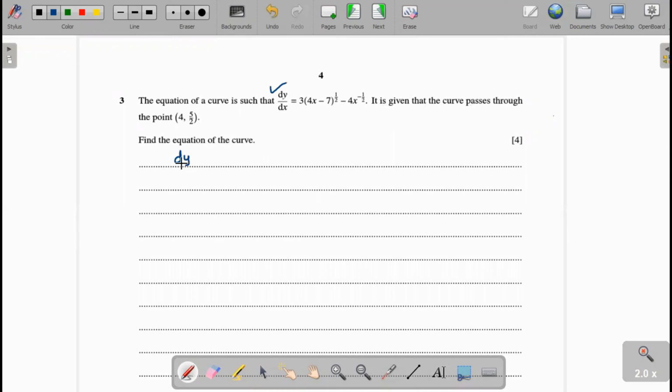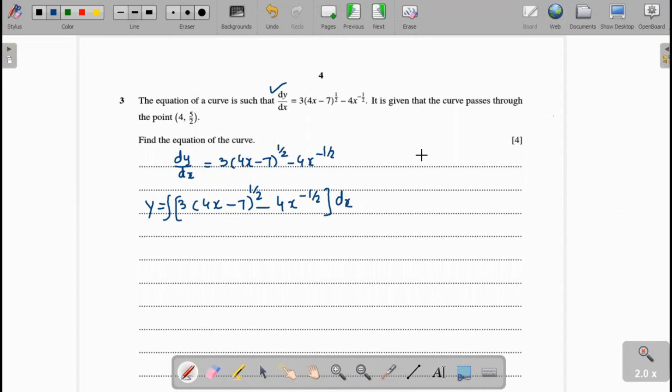Now here dy/dx is equal to 3 into (4x minus 7) to the power 1/2, minus 4x to the power minus 1/2. To find y, we integrate both sides. We get y equal to the integral of 3 times (4x minus 7) to the power 1/2 minus 4x to the power minus 1/2, dx.